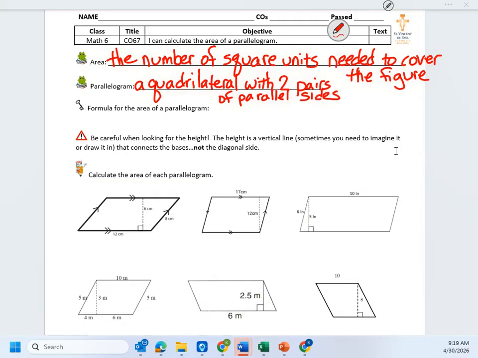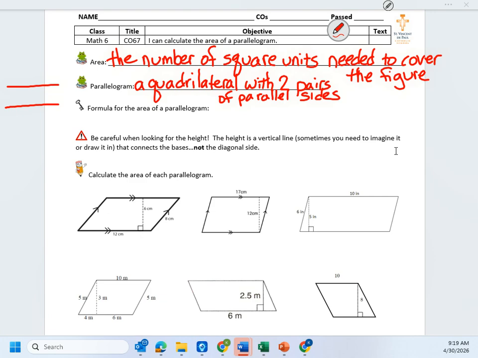Who knows what it means to be parallel? Matt? Yeah, so they are going straight across from each other. Those lines will never, ever, ever cross. As they continue on through time, they are parallel. So they are directly on top of each other or next to each other, never, ever crossing.